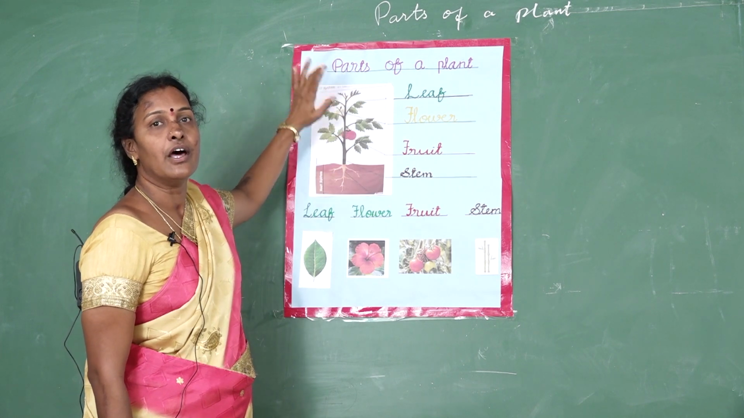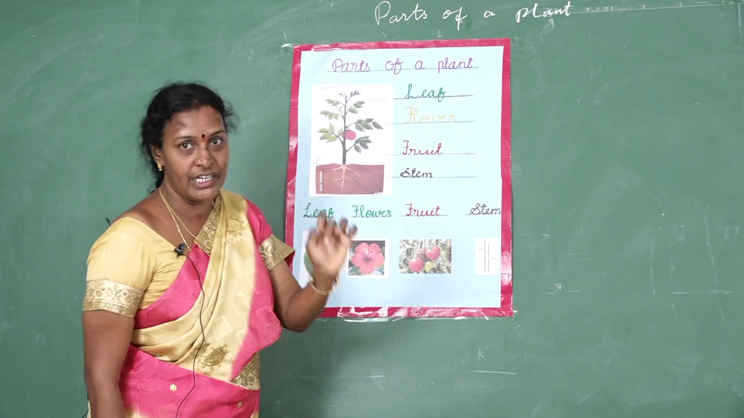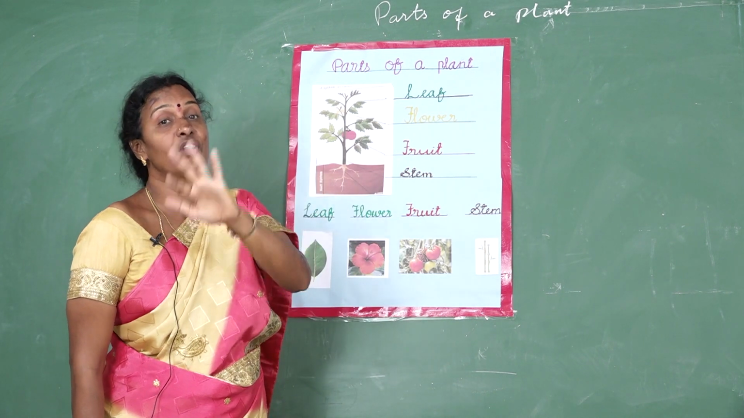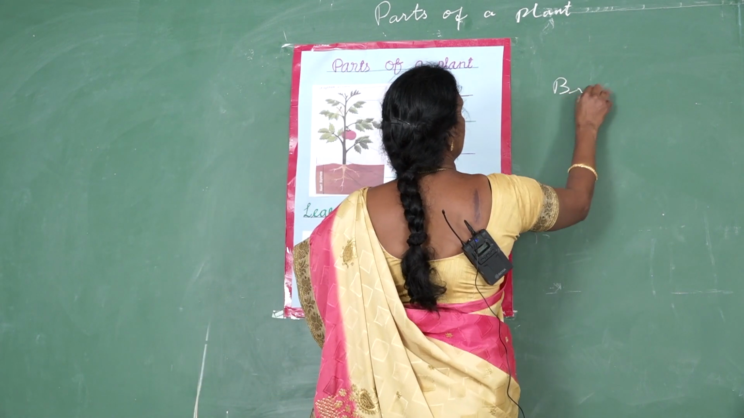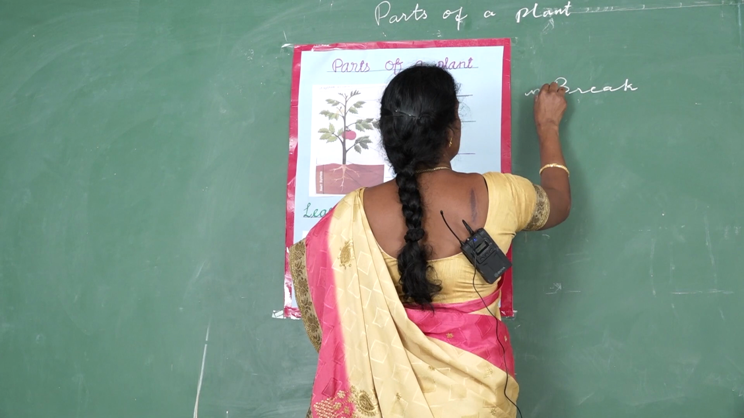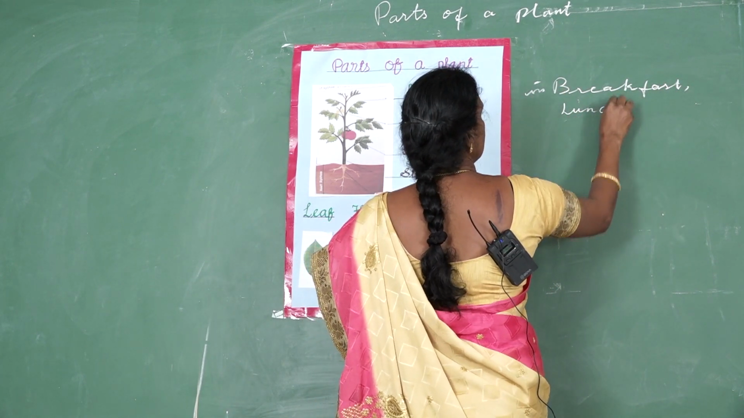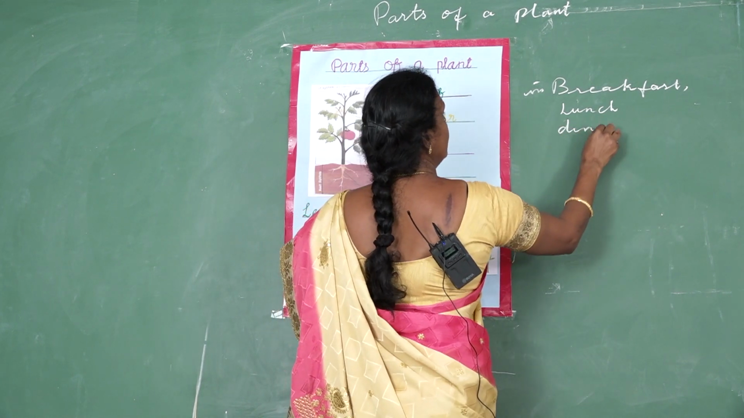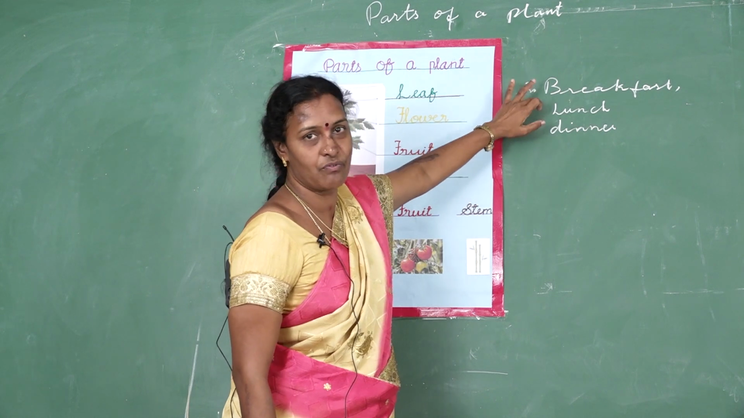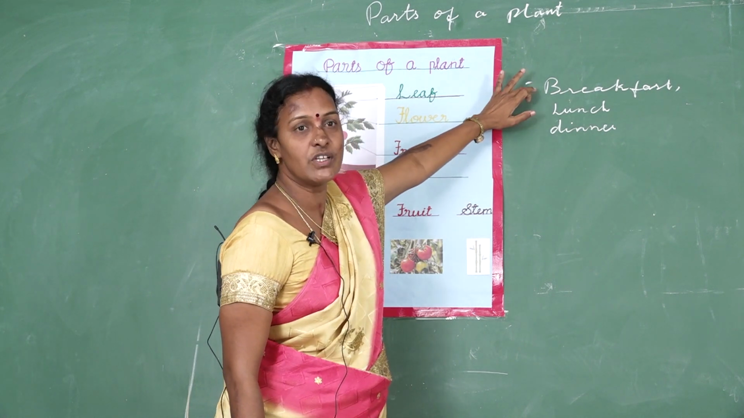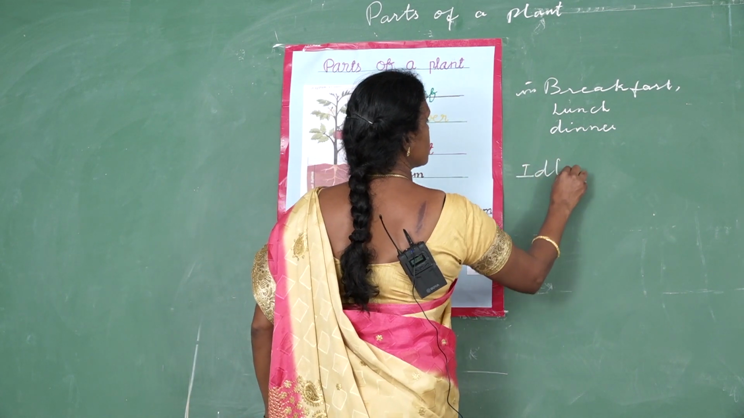We eat regularly a variety of food items. For example, in breakfast, lunch and dinner. Foods which we eat in breakfast. What are the food items we eat in breakfast?